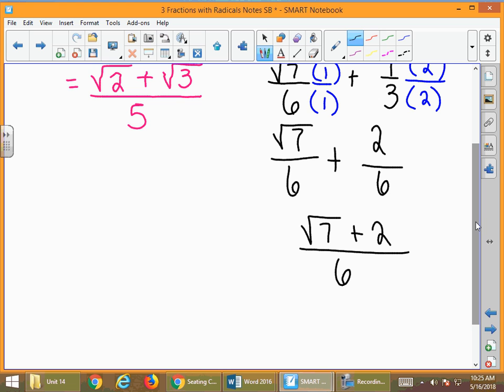If you're thinking, can I cancel the 2 and 6? The answer is no. We need to have some multiple of 2 attached to the square root of 7 in order to be able to cancel it. So in this problem, square root of 7 is a part, the 2 is a part, and the 6 is a part. All 3 parts need to be divisible by the same value. And we do not have that on this particular problem.